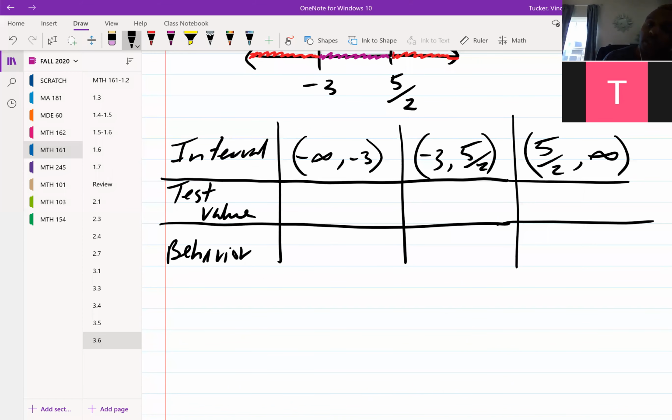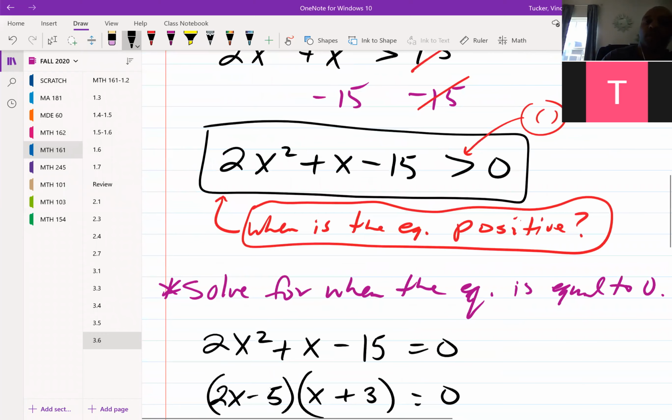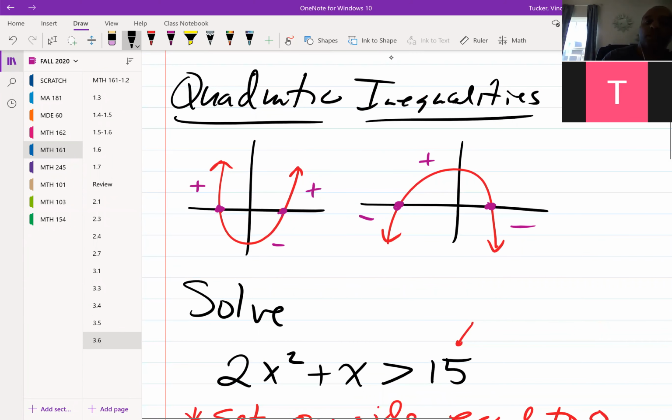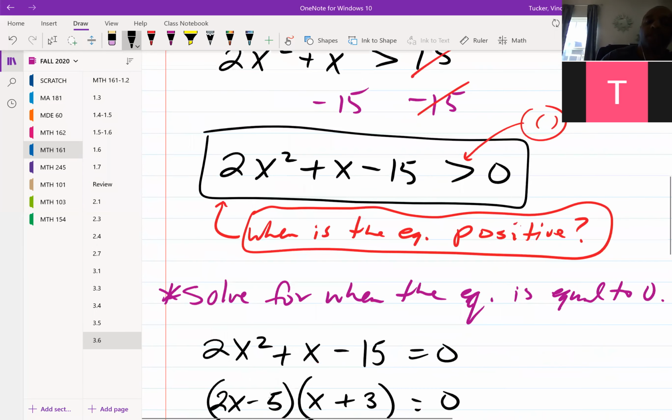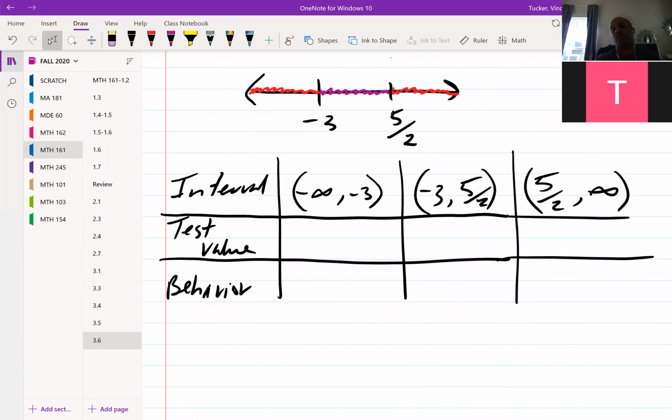I need a test value for each interval. Remember what we mentioned before. When we look at these intervals, everything over here is going to be positive, everything under here is negative, everything over here is positive. So these test values are going to let us know, or just solidify, how these values respond in these intervals.